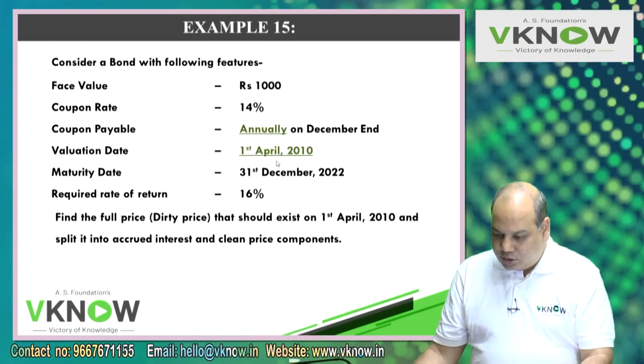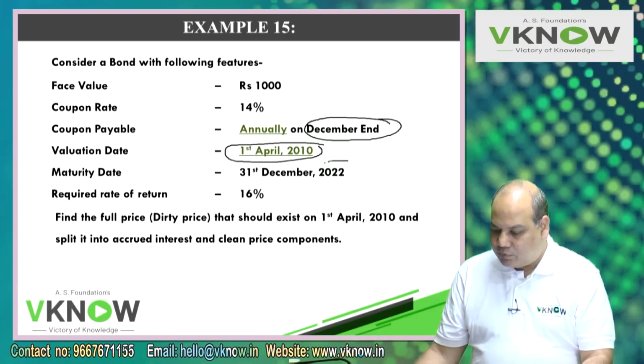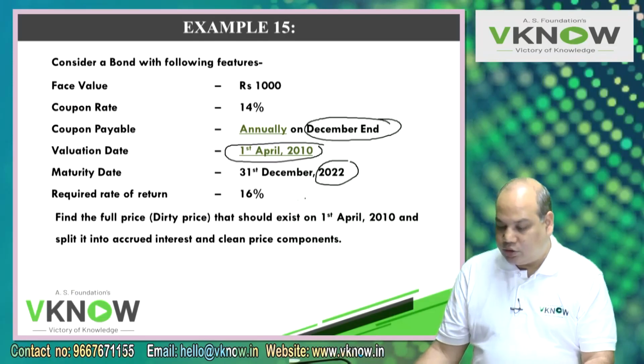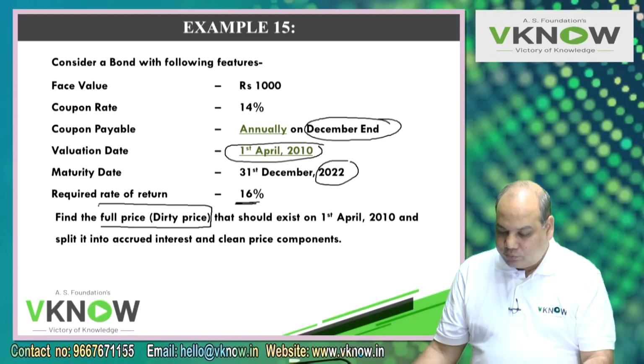So interest payments are made on December. You are doing valuation on 1st April. This bond will mature in 2022. This is your discount rate, that is 16%. Find out the full price. Full price means dirty price. Dirty price means cum interest price. That should exist on 1st April 2010.